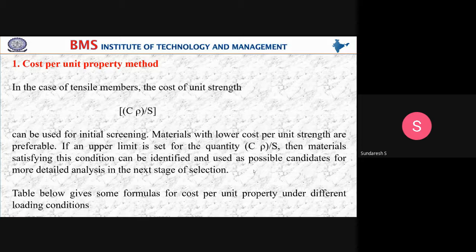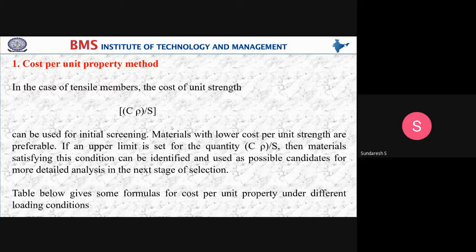So where C is the cost per unit mass of the material, and rho is the density of the material. This is the one we will be using. Here an upper limit is set for the quantity, and materials satisfying the condition can be identified and used as possible candidates for more detailed analysis in the next stage of selection.